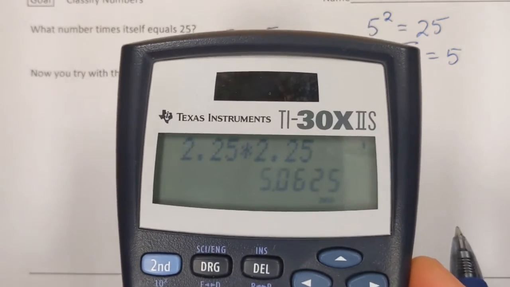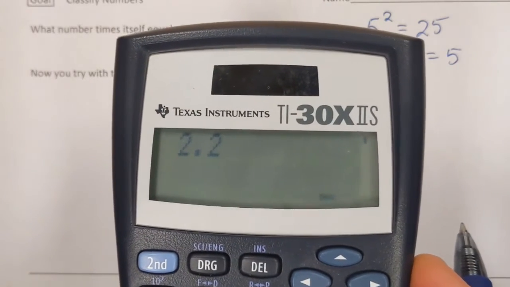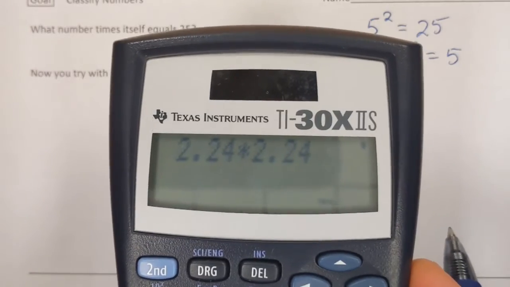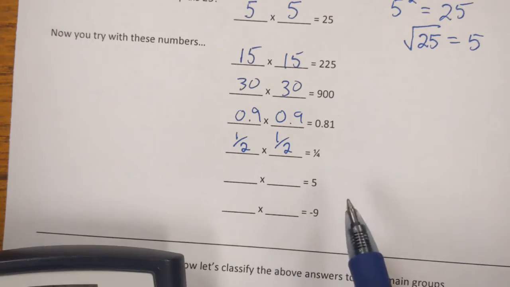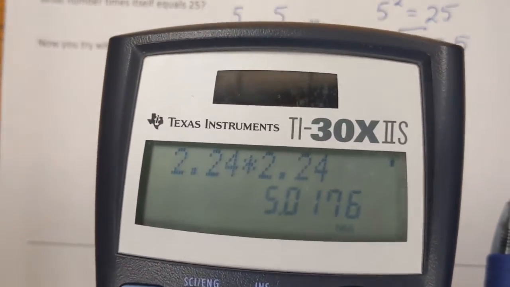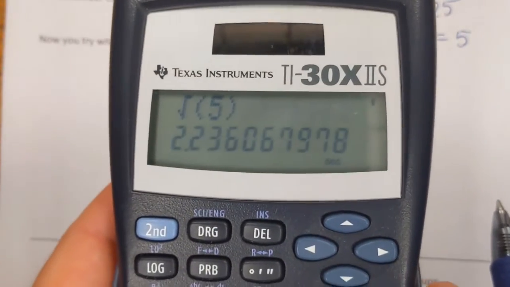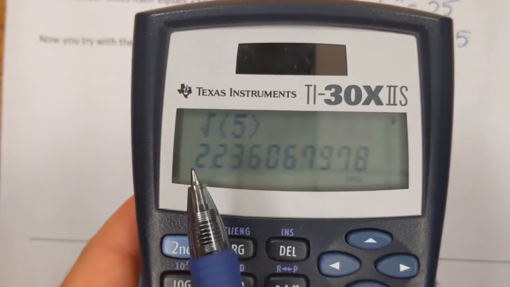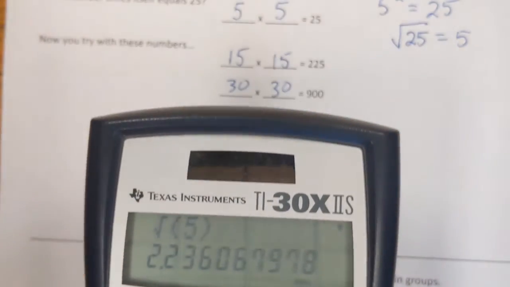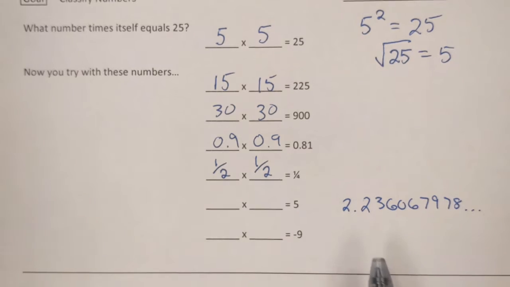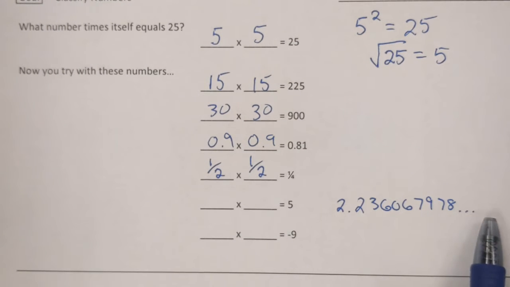Here I'm just trying to guess and check the answer. Oh, that's pretty close. 2.25. Try 2.24. Even closer still. The reality is, it's going to be some decimal right around 2.23 or 2.24. Let's try going backwards. Let's try taking the square root of 5. And interesting, I get this number, 2.236067978. And your calculator shows all these decimal places, but in reality, this decimal never ends.